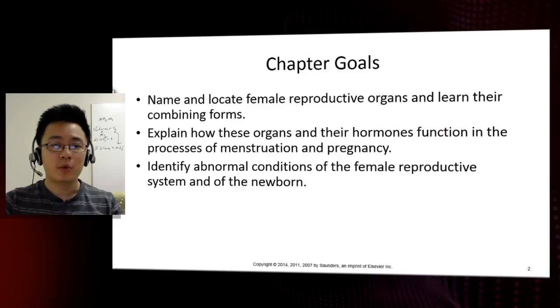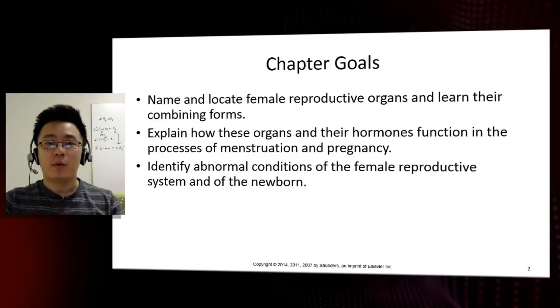Here are the goals that we hope to accomplish in this chapter. We hope to name and locate the female reproductive organs and learn their combining forms. We hope to explain how these organs and their hormone functions in processes of menstruation and pregnancy, and identify abnormal conditions of the female reproductive system and of the newborn.